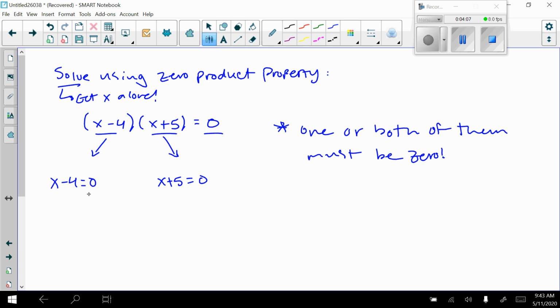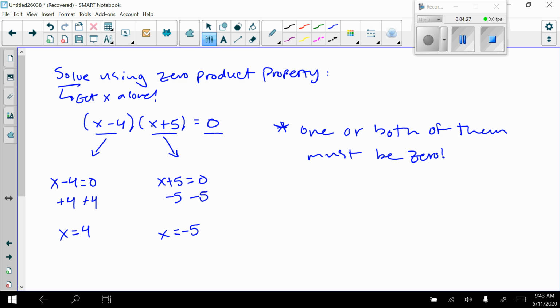Now these are two equations that are really easy for me to solve. To get x alone in the first one, I'm just going to add 4 to both sides, and I get x equals 4. In the second one, since this is plus 5, I need to subtract 5, and I get x equals negative 5.